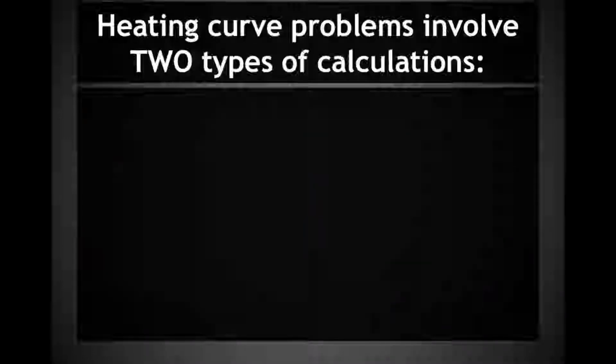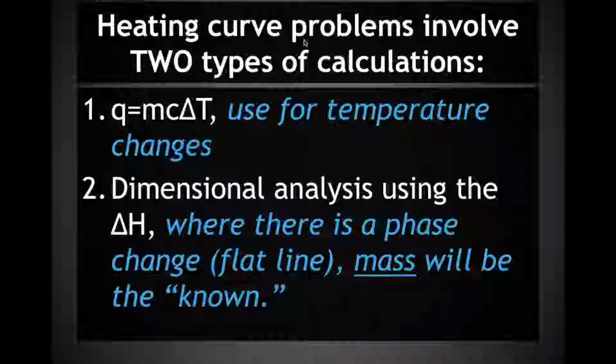So there are two types of calculations that we are going to do. We're going to use the change in heat calculation, and we're going to do dimensional analysis. Once we see the heating curve, you'll understand what I'm saying. But we use this equation when we're looking at the curve going up, when we see a straight line, when the stuff is getting heated. When temperature is rising, we use this equation. And when the temperature is plateaued, or flatlined, you're going to use dimensional analysis to find the heat.